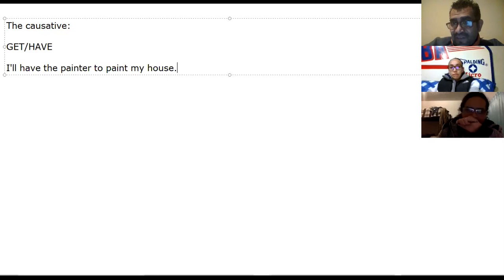That is one form. I'll have the painter to paint my house. In this case, I am using an infinitive form, to paint. As you can see, the structure is very simple. You need to have first the causative. This is the causative. The first part of the sentence is the causative. For example, in this case, I'll have. And then you need to use a subject. I mean, the subject that receives the action. In this case, the painter.